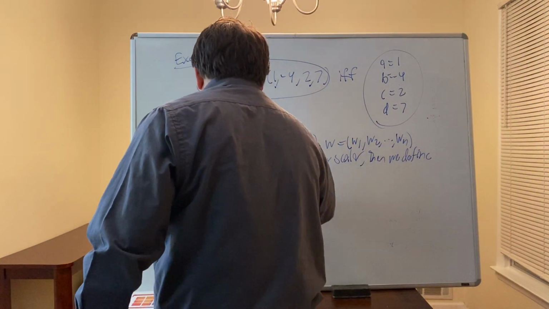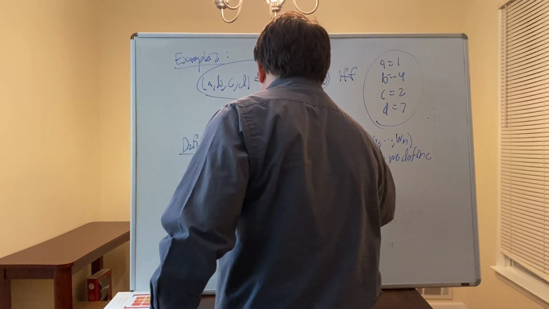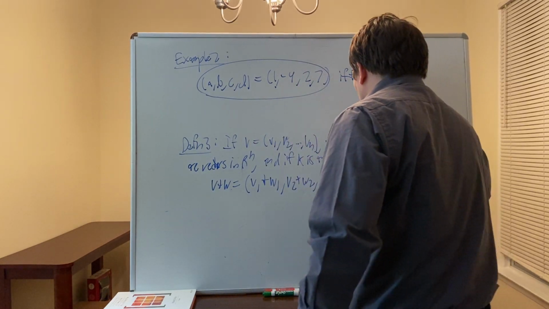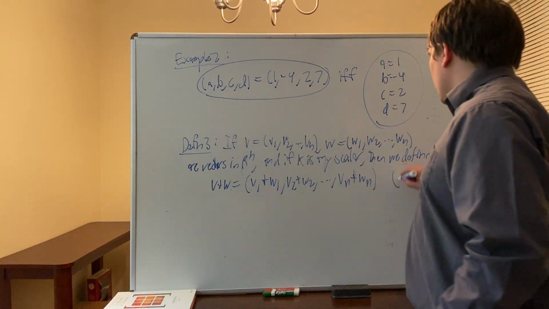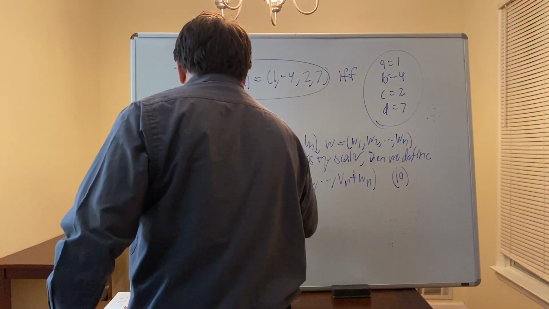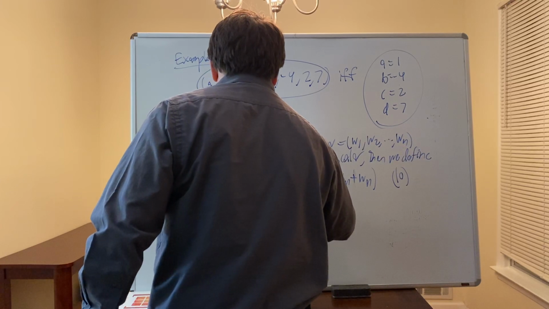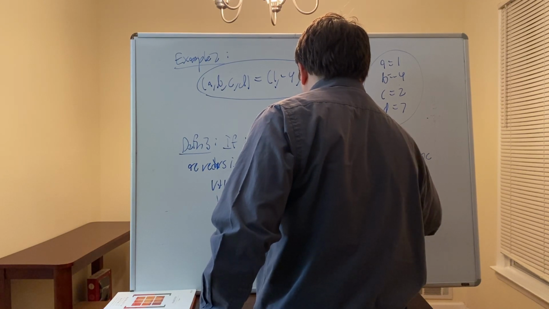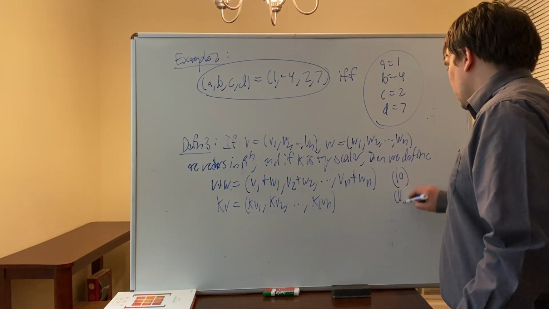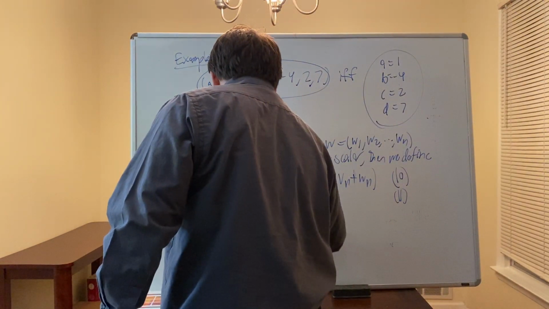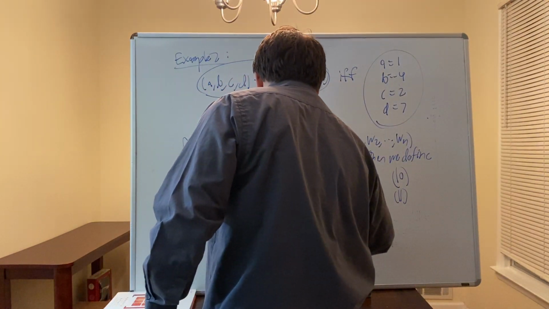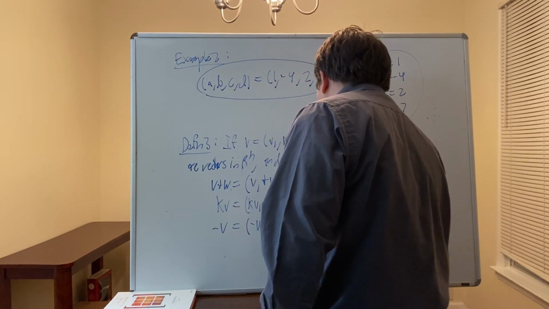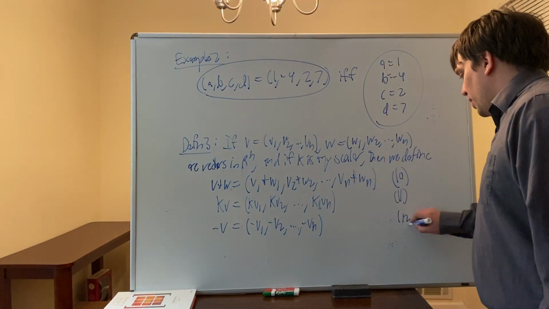v plus w is equal to (v1 plus w1, v2 plus w2, ..., vn plus wn). Okay, and that's equation 10 in this section. kv is equal to (kv1, kv2, ..., kvn). That's equation 11. Negative v is equal to (negative v1, negative v2, ..., negative vn). And this is equation 12.